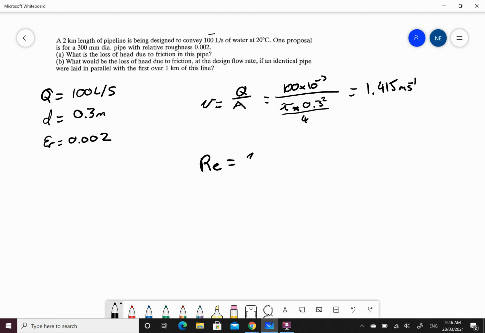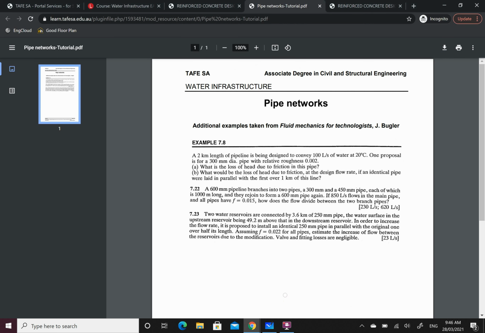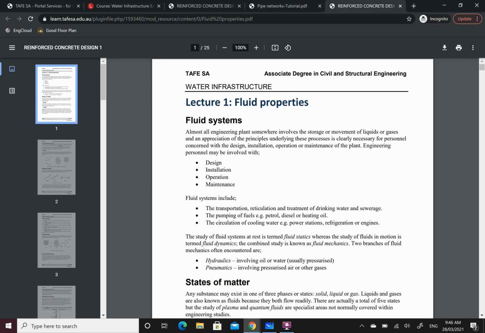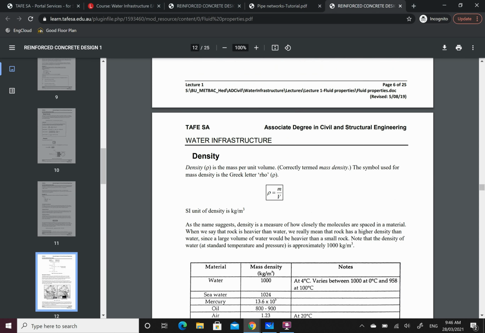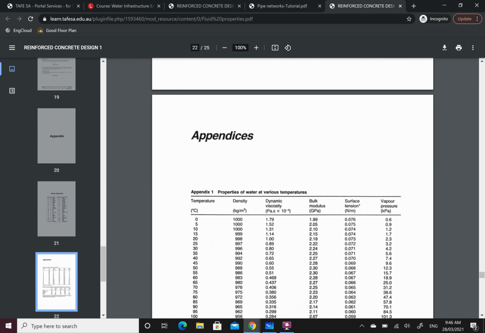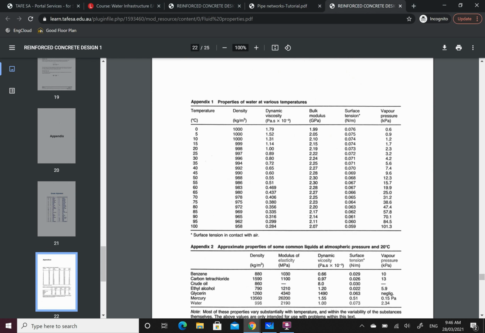Remember, my Reynolds number is the velocity times rho times the diameter all over the dynamic viscosity. Now I need to find my dynamic viscosity, so what I can do is come back to lecture 1, fluid properties. In the appendix I have some viscosities here. My water is 20 degrees, so I have my dynamic viscosity of 1 times 10 to the negative 3. We can alter the density as well if you would like to, but what you're going to find is going to be very close to the same answer anyway.